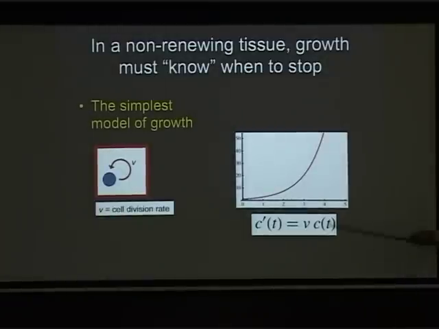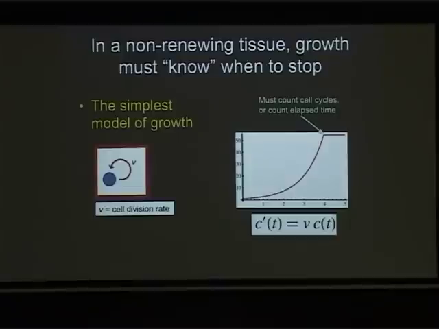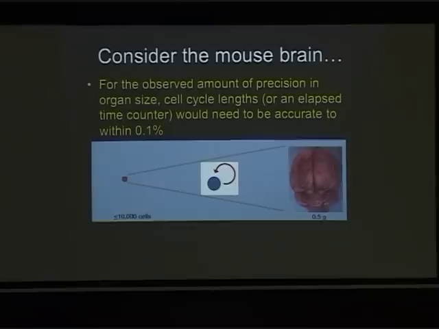You wanted it to stop when you had 50 units of cells or whatever, right? So you'd have to get it to stop at a particular time, and you'd have to get that very accurate, right? You'd have to either count time or cell cycles. It doesn't really matter which. So let's take a particular example.